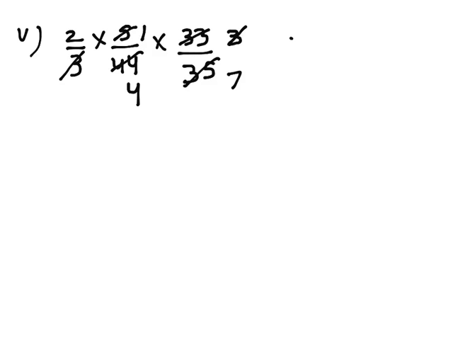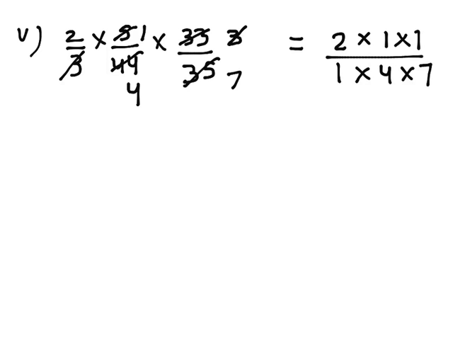So what are we left with in the numerator? 2 times 1 times 1, and in the denominator we have 1 times 4 times 7, and here we can cancel out with this. So we are left with 1 by 7 times 2, which is 14.